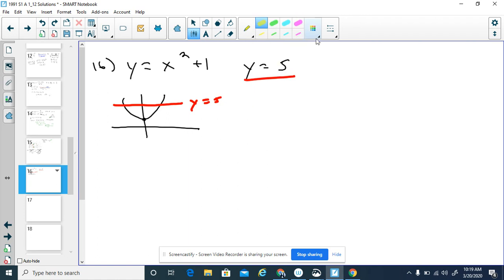Highlighter. Do I want highlighter? Thin highlighter? Oh, look at this. All right, so there's the area of the region enclosed by those graphs. So let's go back to pen. How do we do it?